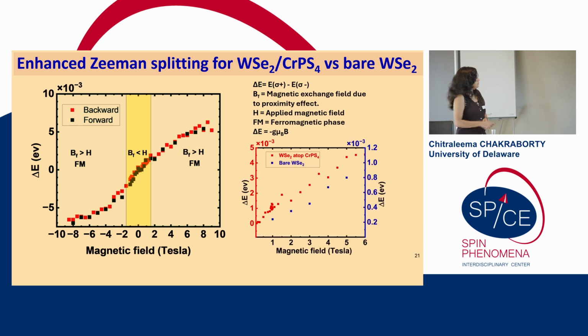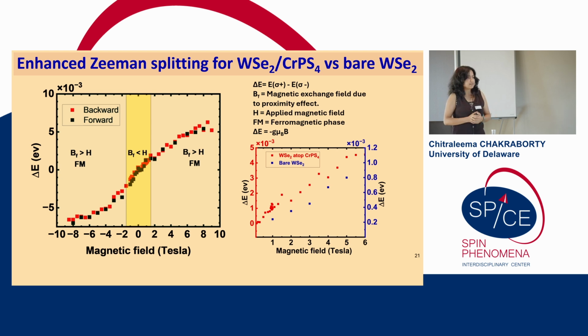And normally if you are looking at bare tungsten diselenide excitons, you can see that the magnitude of the splitting is almost 4 times less at a certain magnetic field if you are keeping track. So the effective magnetic field at the tungsten diselenide is very, very high, almost a factor of 3 difference than the bare. Again, this is a confirmation that you are measuring the surface level magnetization, because if it was the bulk, then that effective magnetic field would be very, very low, and you are just measuring the top surface of the CrPS4 using this tungsten diselenide.